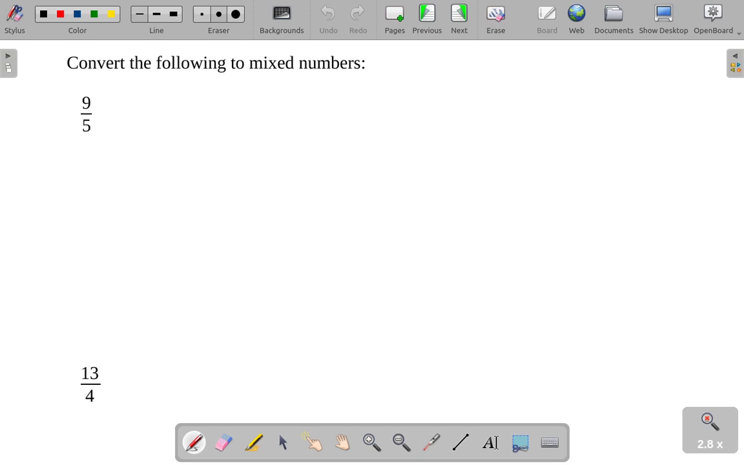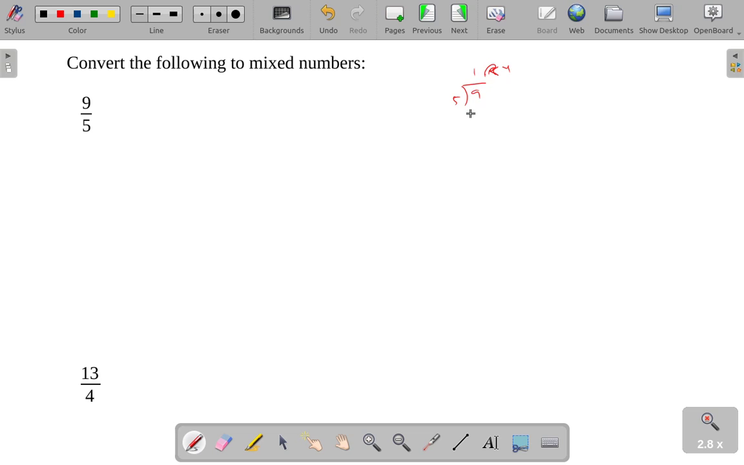If we want to convert from an improper fraction to a mixed number, it is unfortunately a little bit more complicated. If we used long division, that would actually be the easiest way of going about this. 9 divided by 5, this would give us 1 with a remainder of 4.